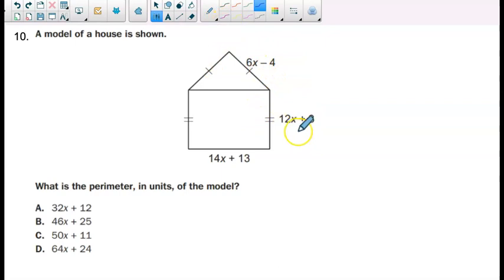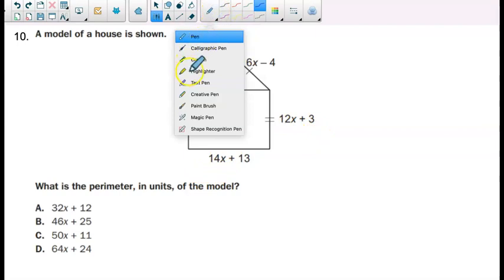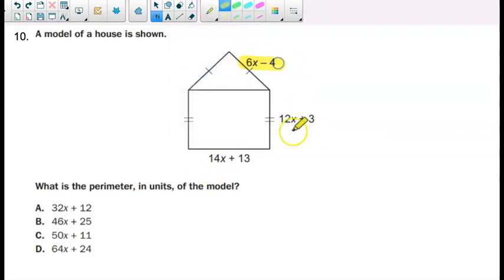6x minus 4, 12x plus 3. The next one is 14x plus 13. Let me highlight quickly. So this I have, that one, this third. And even there is a marking here. So I have a measure for this. I need to know what is this and the next one. And I'll ignore this middle line because it is not marked. So I don't have to consider that in our calculation.